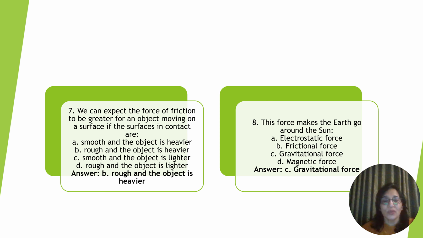Question number 7. We can expect the force of friction to be greater for an object moving on a surface if the surfaces in contact are. Options are A, smooth and the object is heavier, B, rough and the object is heavier, C, smooth and the object is lighter, D, rough and the object is lighter. So your answer is B. I'll put a tick mark to make it easy for you. That is rough and the object is heavier.